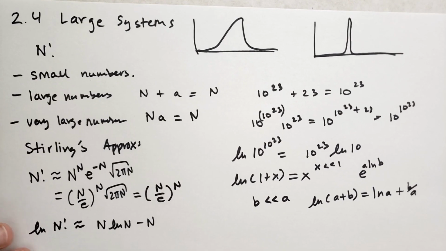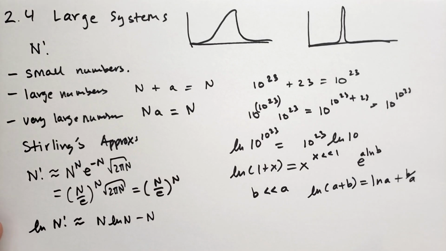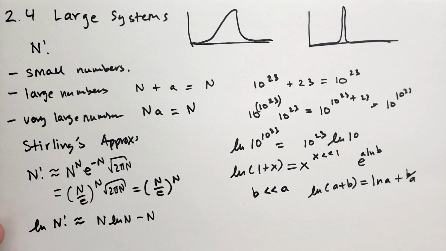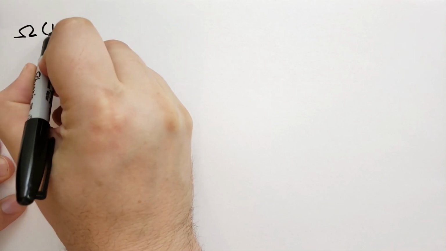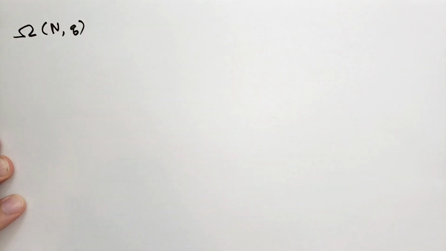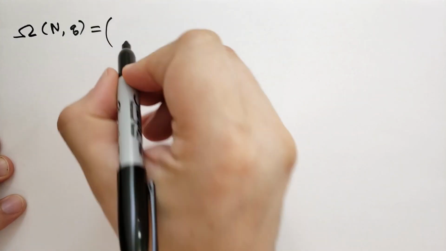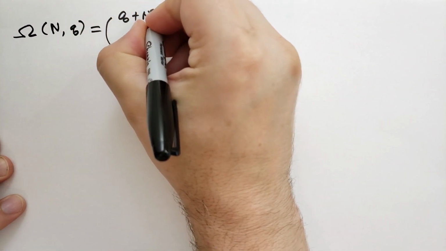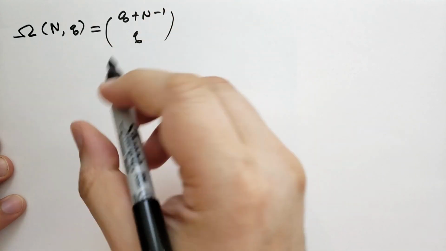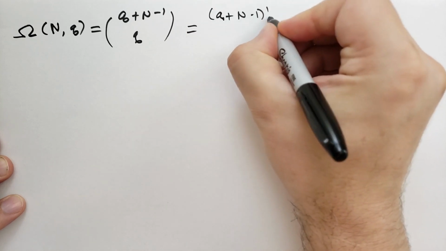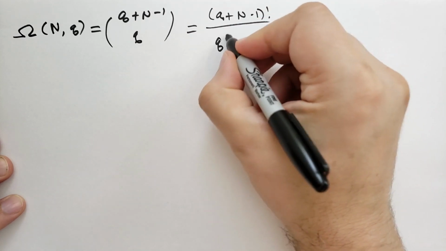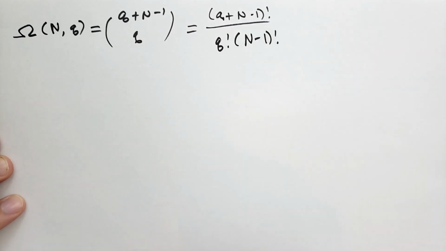At this point, we have the tools we need to analyze an Einstein solid and see what happens when the number of particles and the amount of total energy increases. So the multiplicity we've calculated before, omega of n degrees of freedom and q energy, is just equal to q plus n minus 1 choose q, which is exactly equal to q plus n minus 1 factorial all over q factorial times n minus 1 factorial, okay?